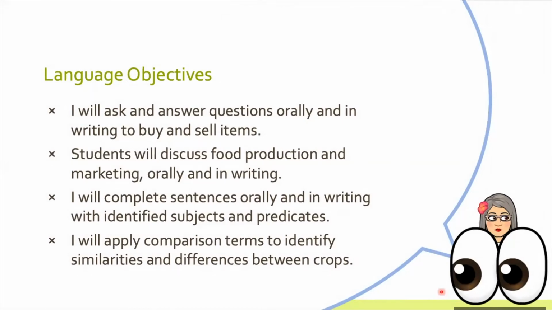And the language objectives: I will ask and answer questions orally and in writing to buy and sell items. Students will discuss food production and marketing orally and in writing. I will complete sentences orally and in writing with identified subjects and predicates, and I will apply comparison terms to identify similarities and differences between crops or any other thing.